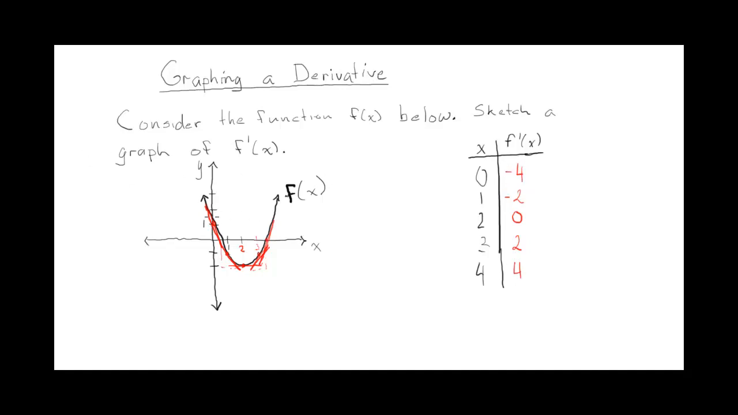And now I'm just going to plot those points on the graph. At 2, 0, that's a point. At 3, 2, that's a point. At 4, 4, that's a point. At 1, -2, and at 0, -4, so down here. These blue points represent the graph of f prime.